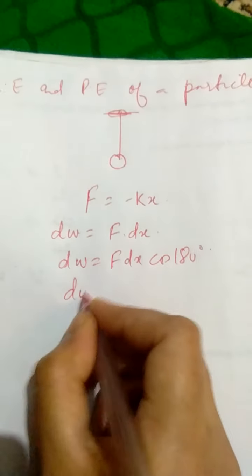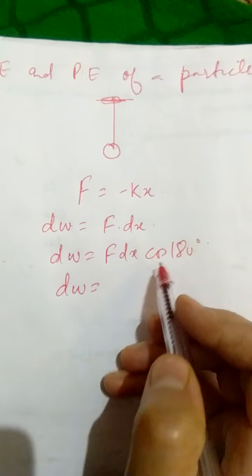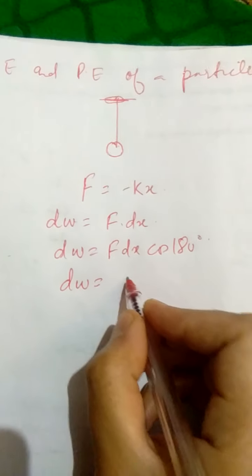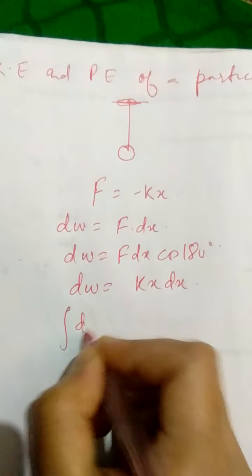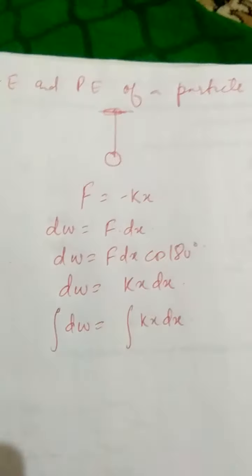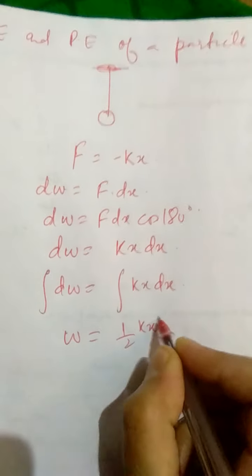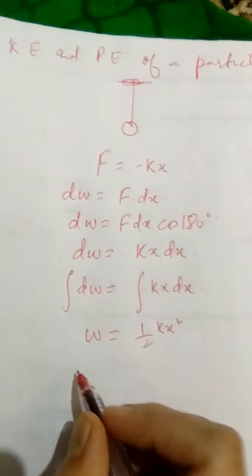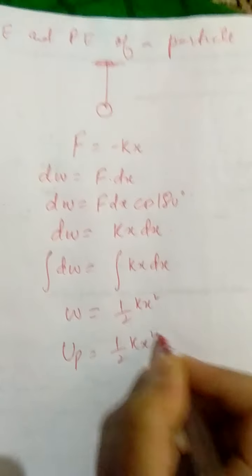Once you substitute all those values, what do you get? For F you can write minus kx, and cos 180 is minus 1, so that will be plus kx, so that will be kx dx only. So total work done is how much? Integral kx dx. And once you do the integration, this work done is equal to half of kx square. This work done is stored in the system as its potential energy. So you can write potential energy UP is equal to half of kx square.